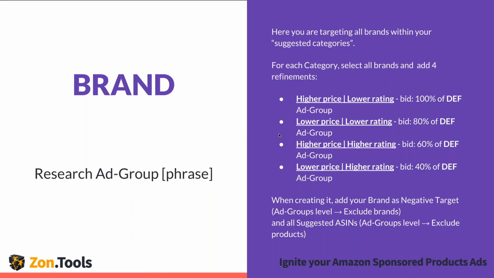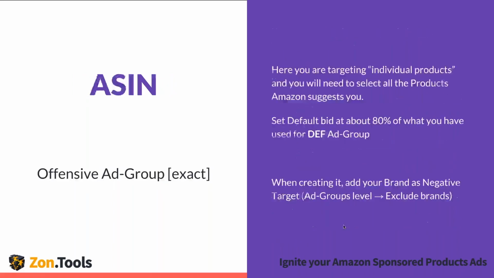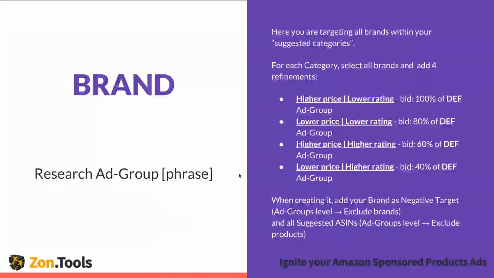It is very, very important that when creating the brand campaign, you add negative targets. So at the ad group level, add negative target and select exclude brands. You want to exclude your own brand, and all the ASINs that you use in the defensive ad group, as well as exclude products, all the suggested ASINs that you used in this ad group. Okay, again, search term isolation in this case is targeting isolation. You don't want to bid on the same target, on the same ASIN, in more than one location within your account, ideally.